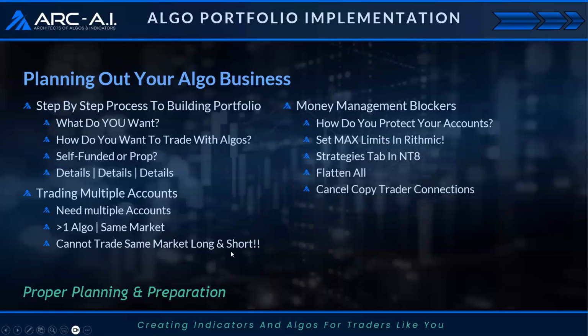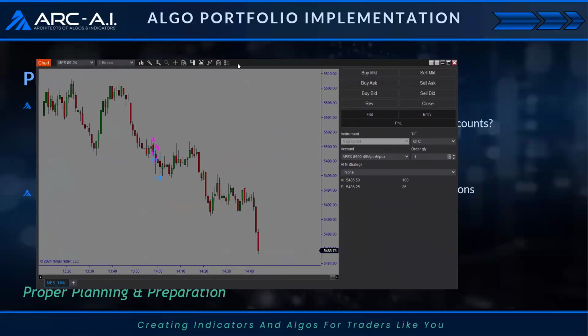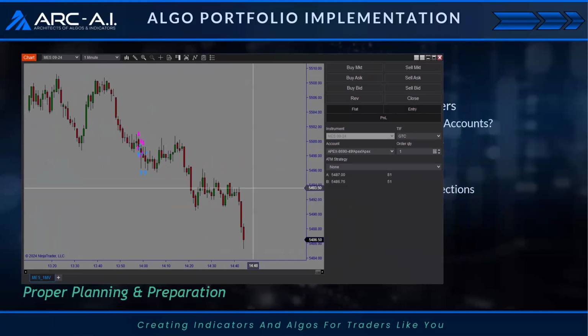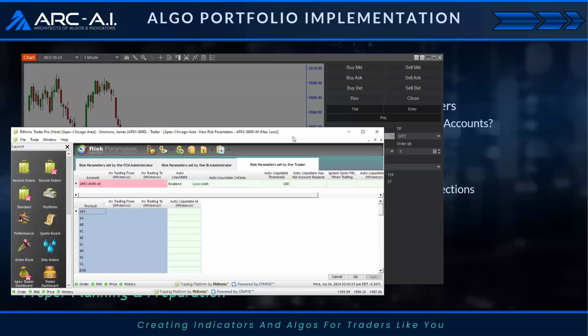All right, so how do you set max limits and losses and so on? I went through and tested this theory on an actual Apex eval. You can see I was doing a lot of trading in here because I was trying to figure out if it's going to work. So here's what we got. If you go to Rhythmic, if you're not trading in Rhythmic, I don't know how to do it. But if you're trading Rhythmic, then this is how to do it.